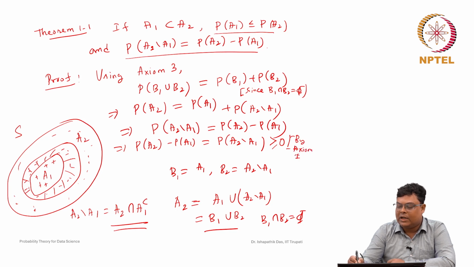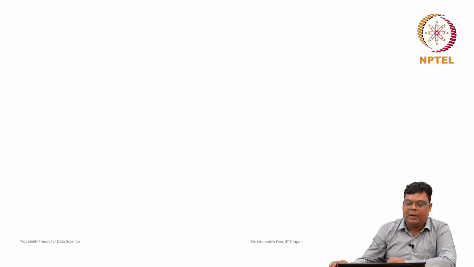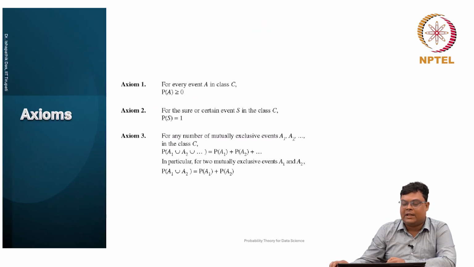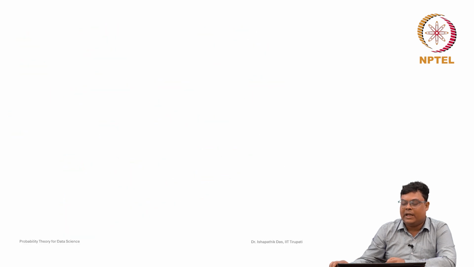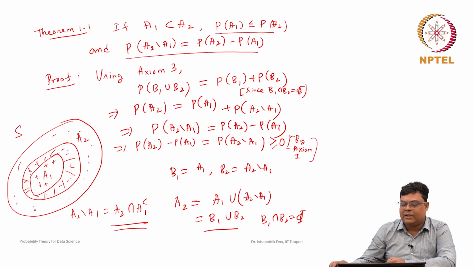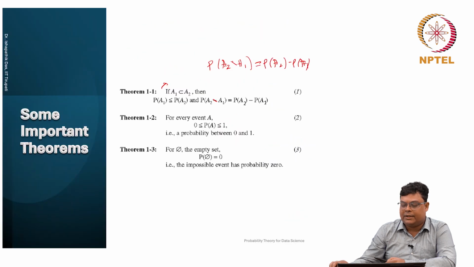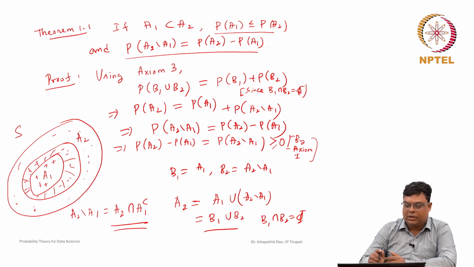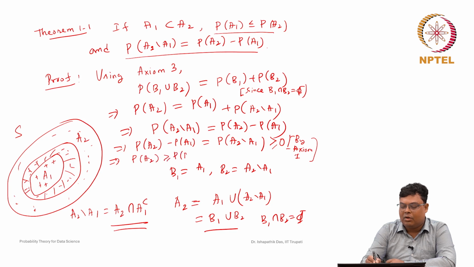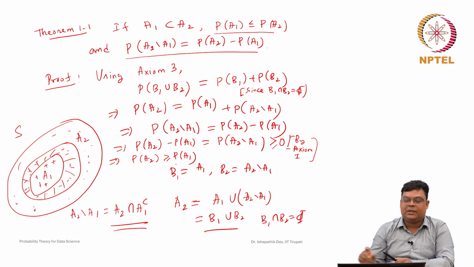Axiom 1 says that the probability of A should be greater than or equal to 0 for any event A. Because A2 belongs to C and A1 also belongs to C, as they are events, A2 intersection A1 complement will also be in C, so it will be an event. That is why this will be greater than or equal to 0. So, because the probability of A2 minus the probability of A1 is greater than or equal to 0, we see that the probability of A2 is greater than or equal to the probability of A1. So, this is the proof of theorem 1.